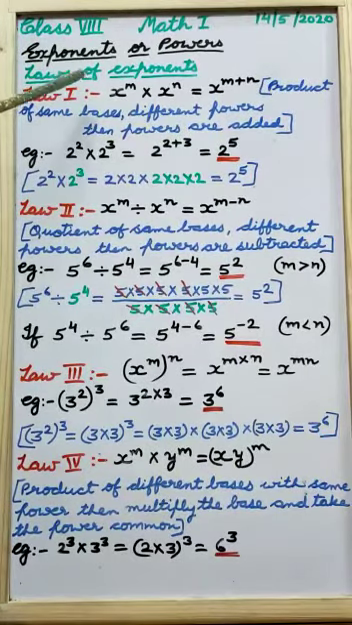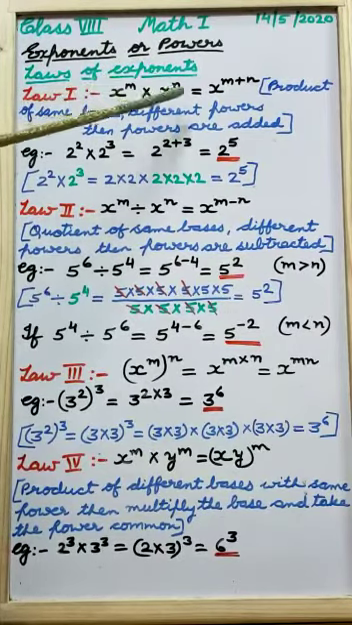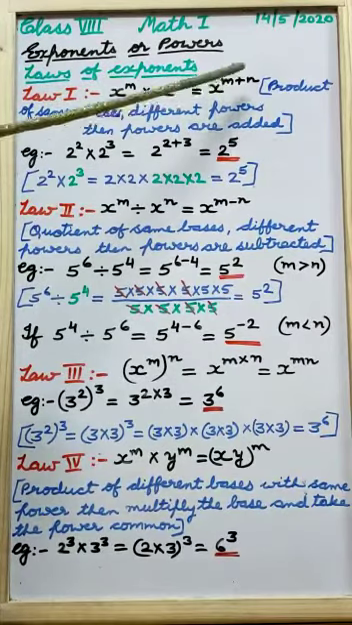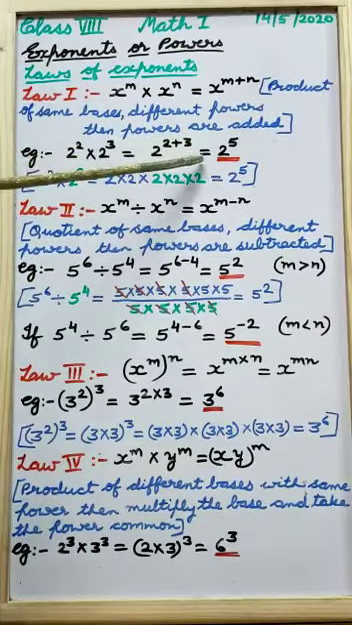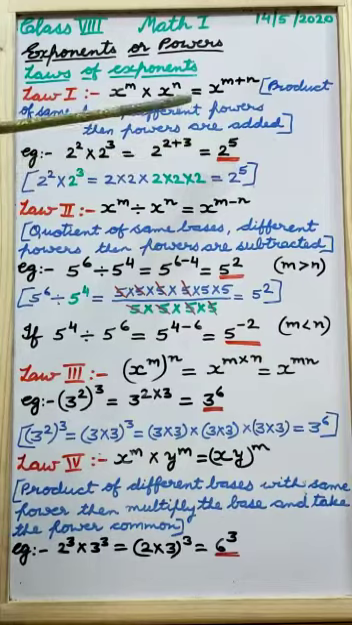Like if we see x raised to power m is multiplied by x raised to power n, then the answer will be x raised to power m plus n. As example, if we see 2 square is multiplied by 2 cube gives us answer 2 raised to power 2 plus 3 is equal to 2 raised to power 5.